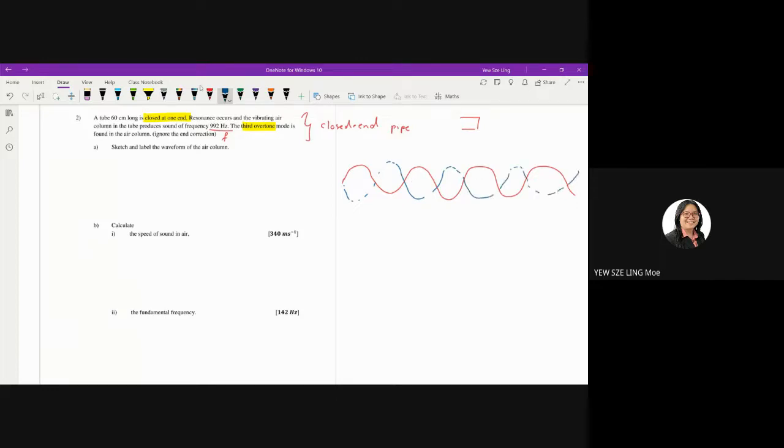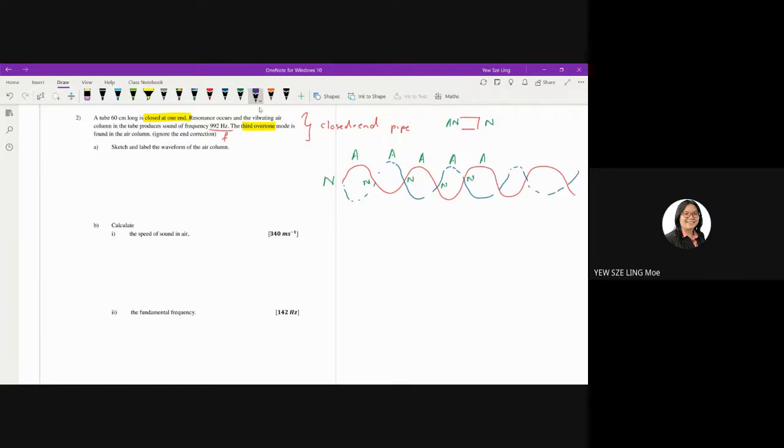Now let me label the diagram as usual: node, antinode, node, antinode, node, antinode, node, antinode, node, antinode. When you have a closed-end air column, we will have one node and one antinode. It is up to you whether you want to start from nodes or antinodes, based on the general shape and how you want to crop it.